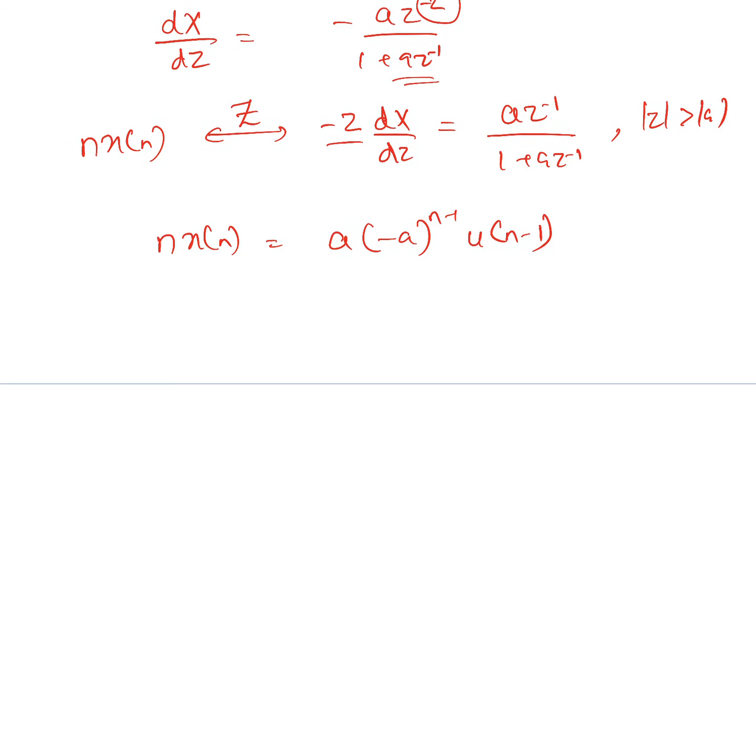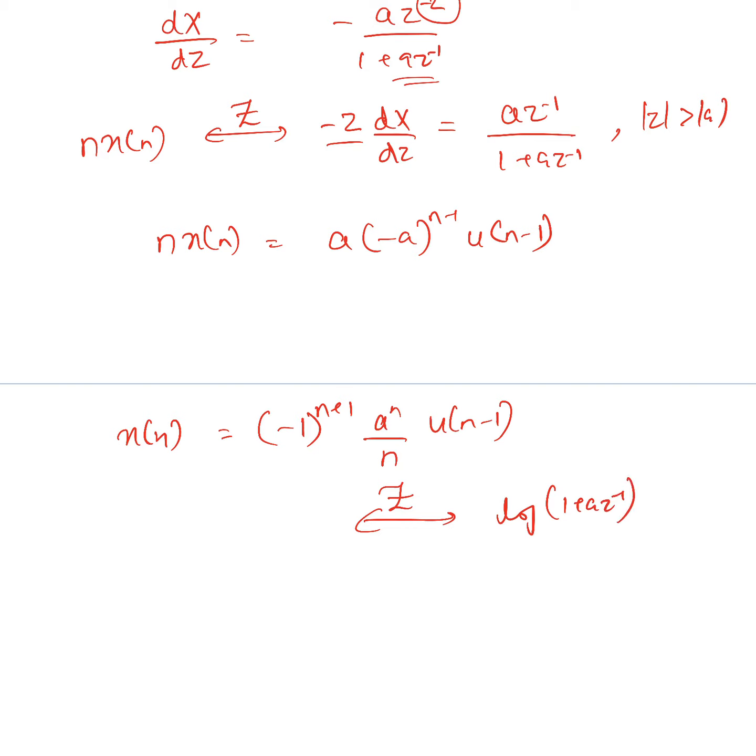So if I write x[n] as (-1)^(n+1) (a^n / n) u[n-1], whose z transform would now be equal to, in fact, log(1 + a z^-1), where the ROC would remain the same. So you can use this differentiation property to simplify this logarithmic term or some transcendental functions wherever applicable, and then using the other properties like linearity and time shifting property, you can directly compute the inverse Z transform also.